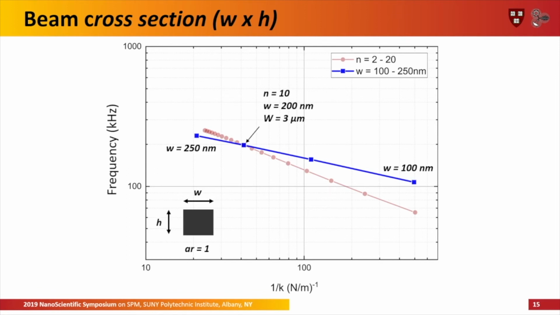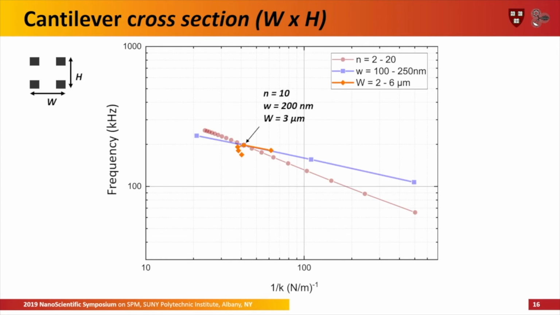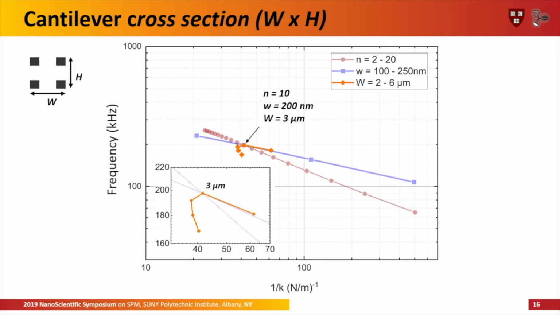And about the width of the cantilever itself. We're starting with 3 micron here, and then for 2 micron we go into softer regions where we have lower spring constant. For 4, 5, and 6 micron wide cantilevers, we are going to the regions of higher spring constant and lower frequencies.